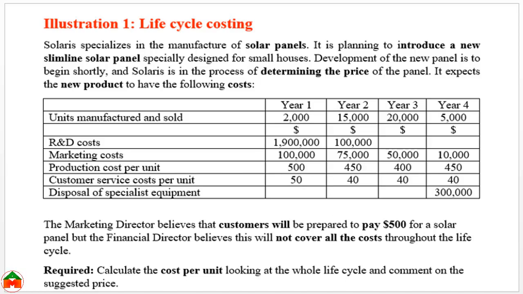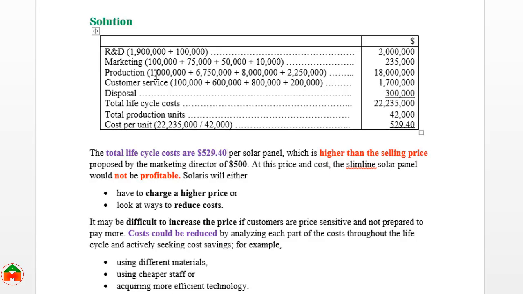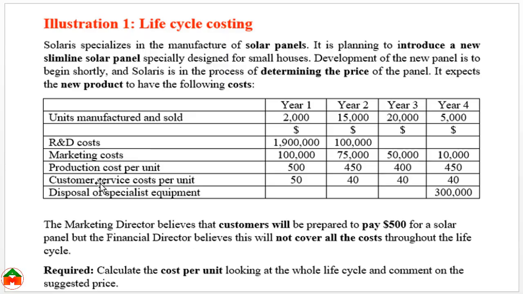each year. Here we can see production cost for first year is 1 million, second year 6,750,000 and in the third year 8 million and in the fourth year 2,250,000. Total 18 million. After that we can see we need to calculate the customer service cost.